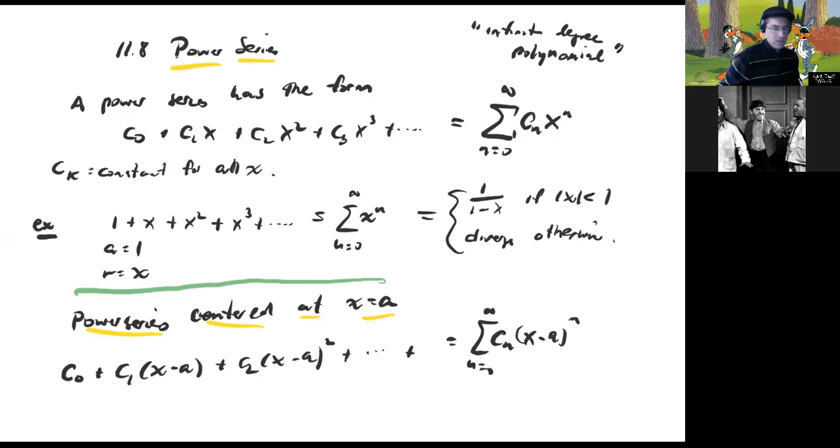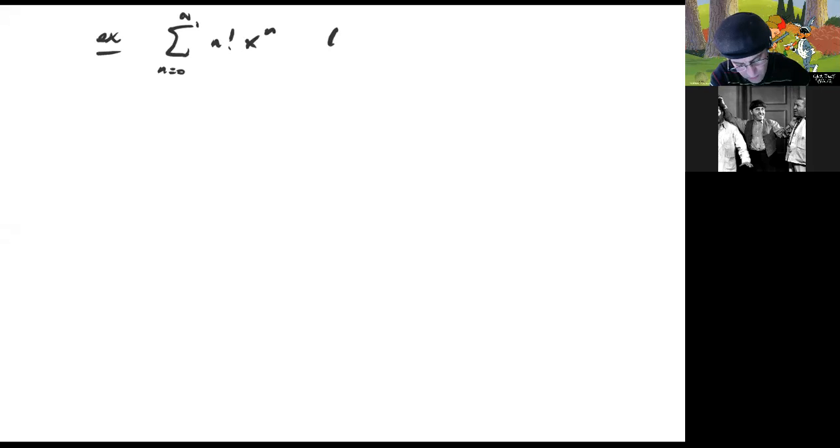All right, so let's do some examples now. I'm going to do examples of a very general kind today. So here's an example: the sum, n goes from 0 to infinity, of n factorial x to the n. So for which x does this series converge?